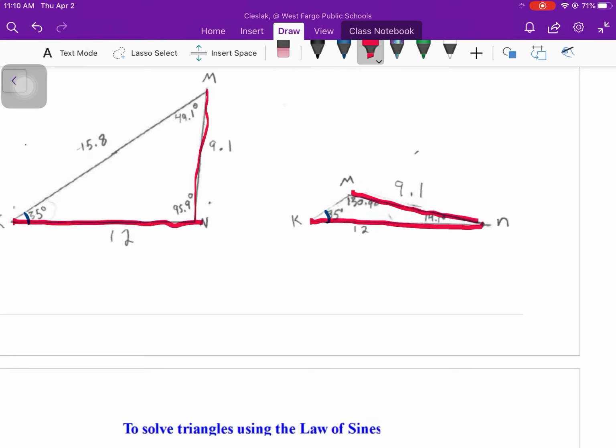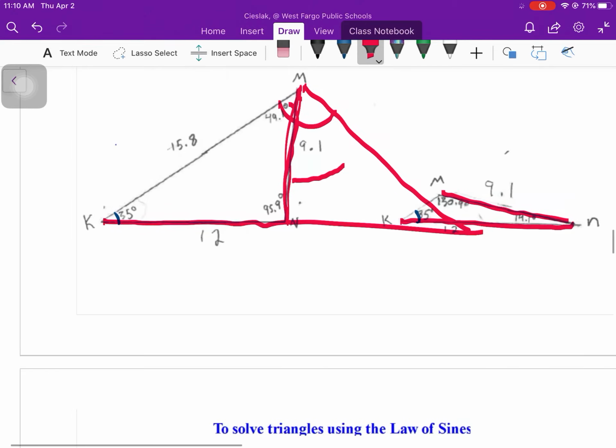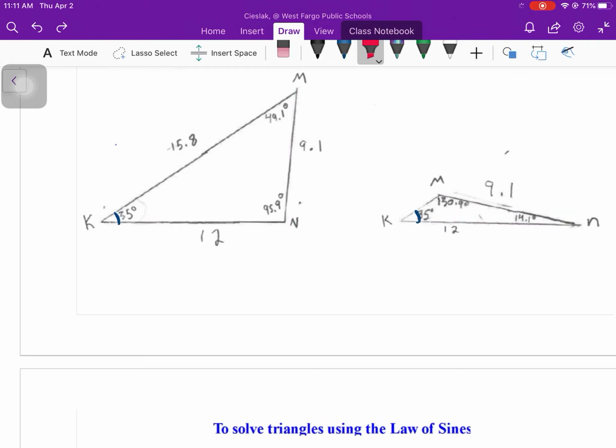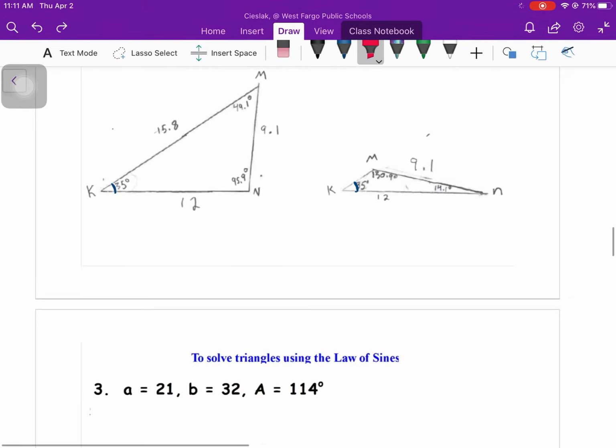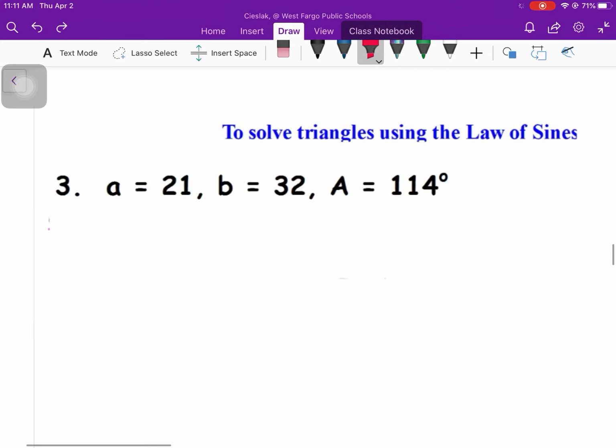The only thing that's changed is where this 9.1 goes. Instead of dropping it right here, I swung it out here, which is elongating that, which is making this angle right here of 130.9 larger. That is the visual representation of those two triangles. You guys never have to draw them to scale, and in fact, I think that causes more problems than anything, so I would recommend you don't.